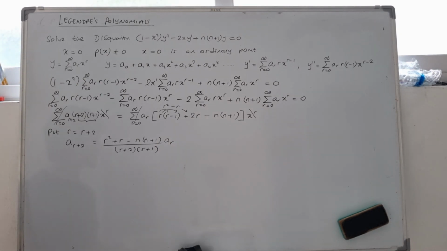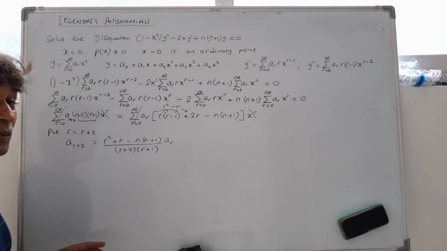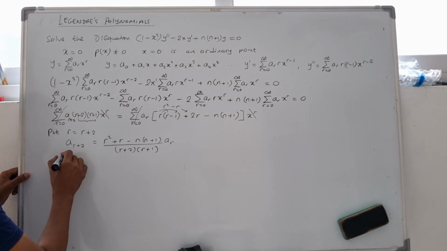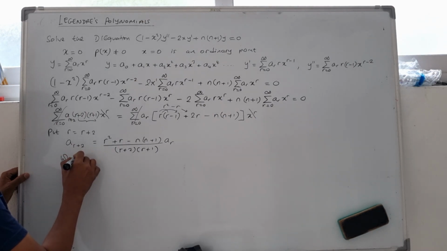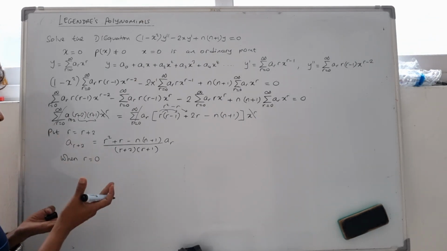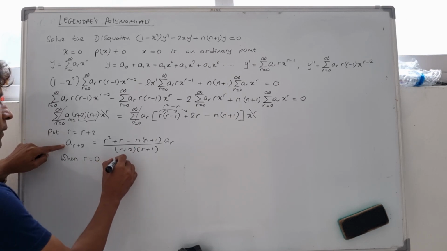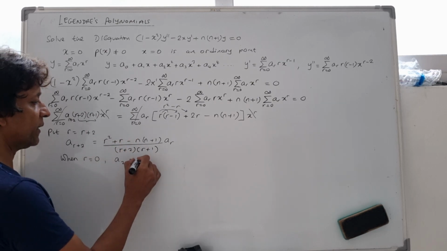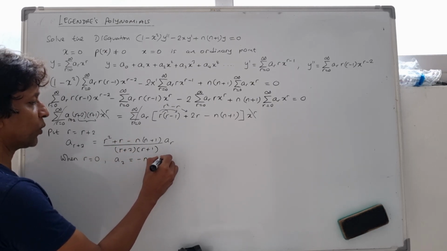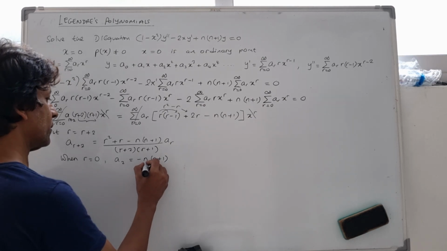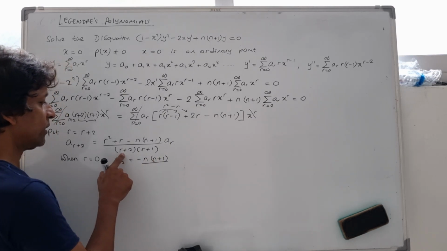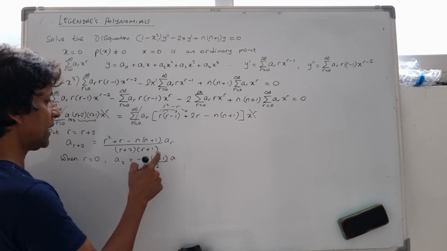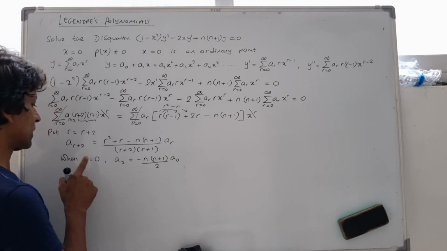Now we are almost there. Let's take a look here. We can just say when r is equal to 0, what's going to happen? I'm going to get a 2. So a 2 is equal to 0 squared plus 0 minus n into n plus 1, divided by, if I put 0 here, 0 plus 2 is 2, 0 plus 1 is 1, so 2 times 1 is 2, and I got a 0, because r is equal to 0.